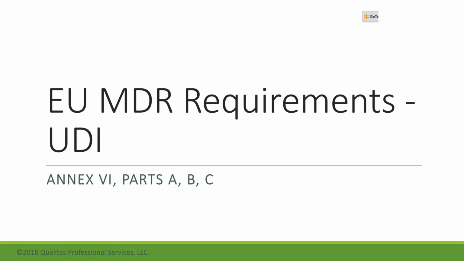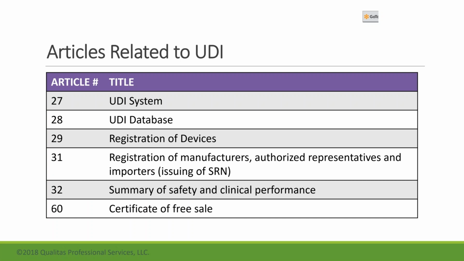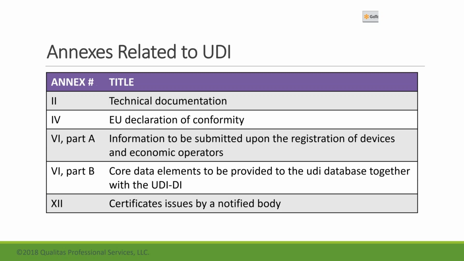These can be found in Annex 6, Parts A, B, and C. The articles that are related to UDI, there's a number of them. You'll see that UDI is really embedded, integrated throughout the MDR, but primarily the one that we're going to focus on for the requirements is Article 27. The title of that is UDI system, followed by Article 28, which is UDI database. But you'll find references in the other articles, as well as in these annexes that are related to UDI as well. Particularly keep in mind Annex 6 Part B, which talks about the core data elements that will be provided to the UDI database.